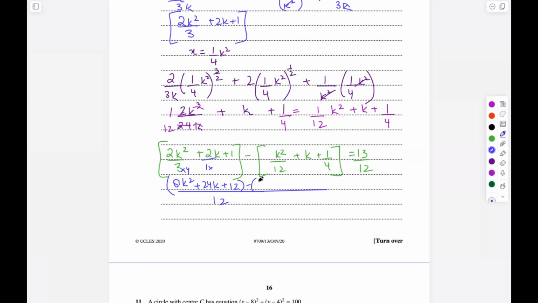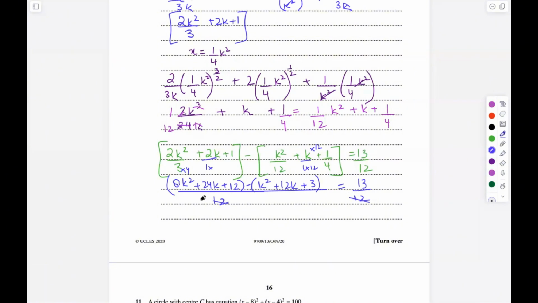this will remain as k squared. This will also multiply by 12, so k will multiply by 12. We'll have a plus 12k. And this will multiply by 3. So this will become a plus 3, equal to 13 upon 12. So this 12 and 12 we can cancel out.